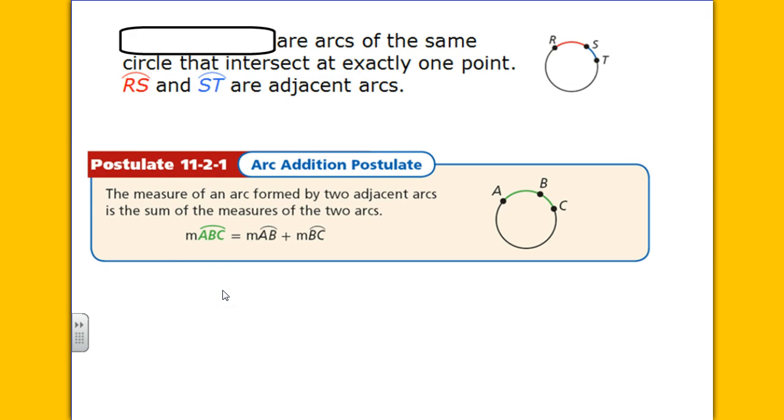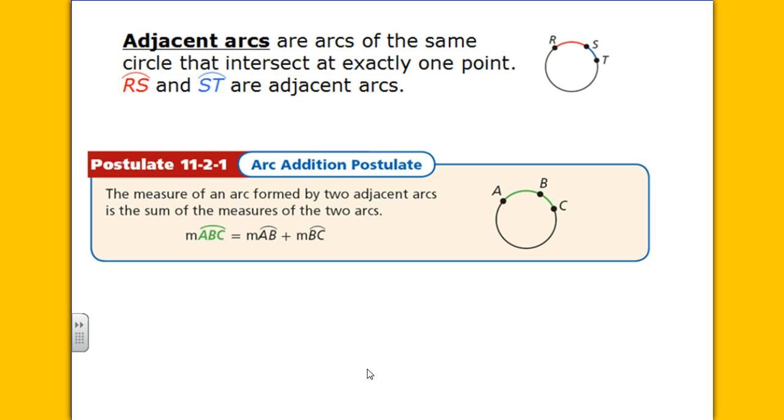Okay, so what arcs of the same circle intersect at exactly 1 point? They are called adjacent arcs. Recall adjacent angles. Remember they shared a ray? Well, adjacent arcs share an endpoint. So we have an arc addition postulate, which is much like a segment addition postulate. The measure of an arc formed by two adjacent arcs is the sum of the measures of the two arcs. So measure of arc AB plus measure of arc BC equals the measure of the entire arc ABC.